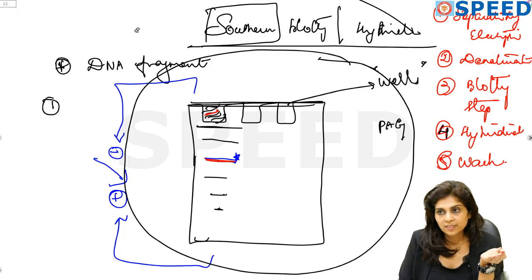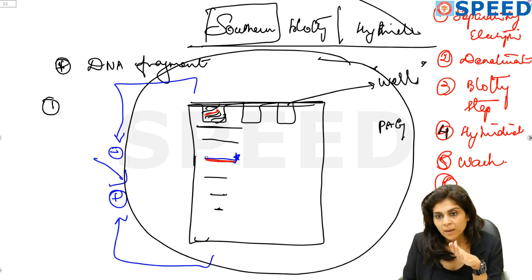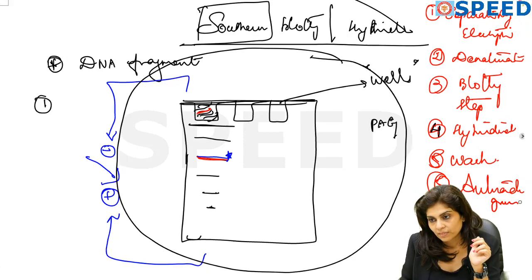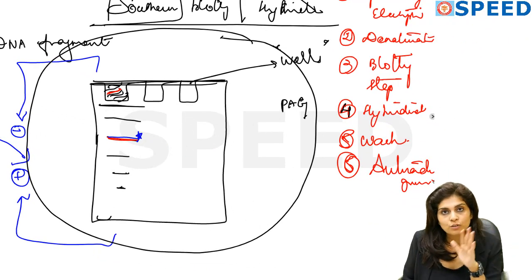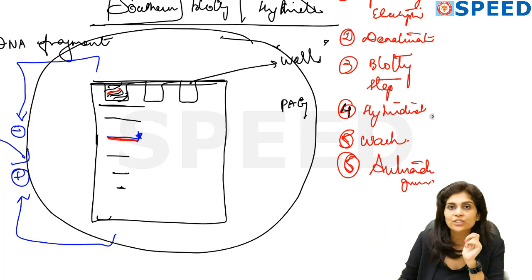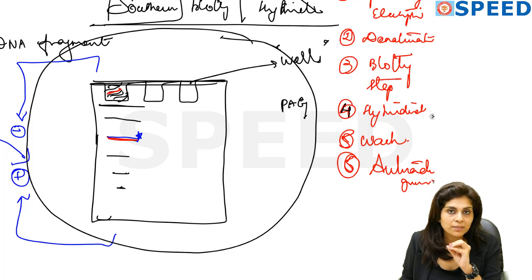So what is the fifth step? The fifth step is called the washing step. After washing, you take this paper and you expose it to X-ray. Because it is radio labeled, it forms a marking on the X-ray. So this step is called autoradiogram. By visualizing the X-ray, you will know which fragment has got the gene of interest. And this is called Southern blotting or Southern hybridization.